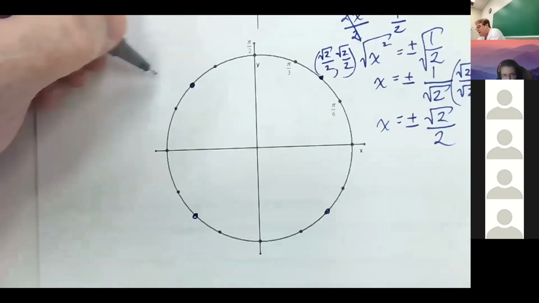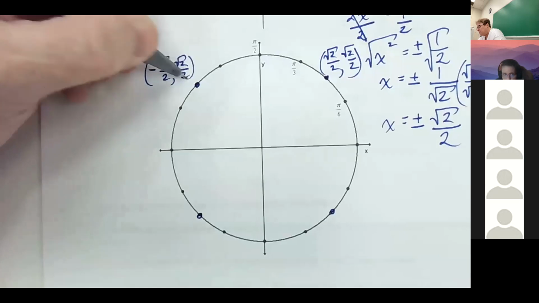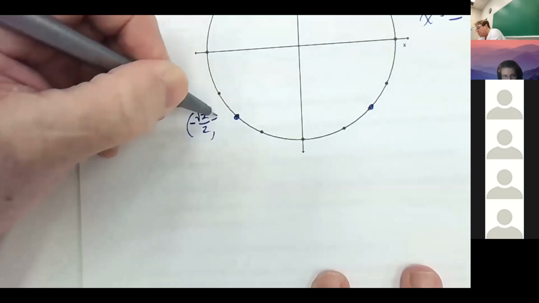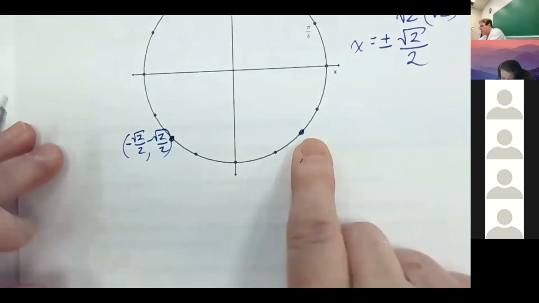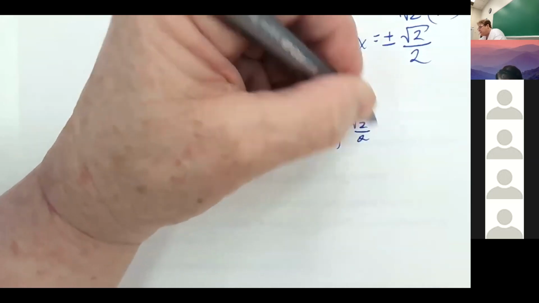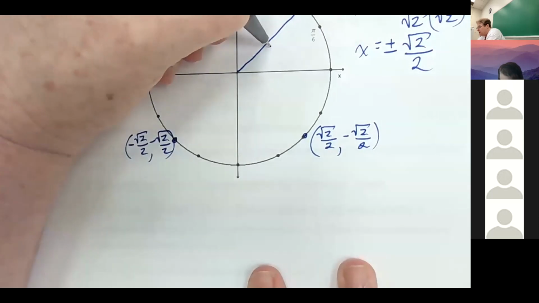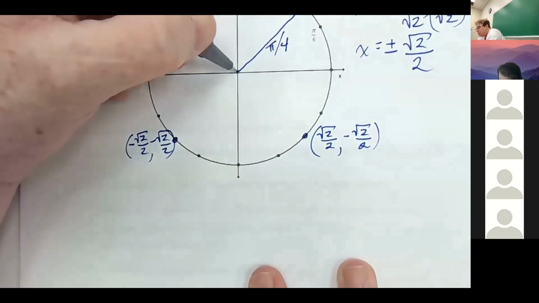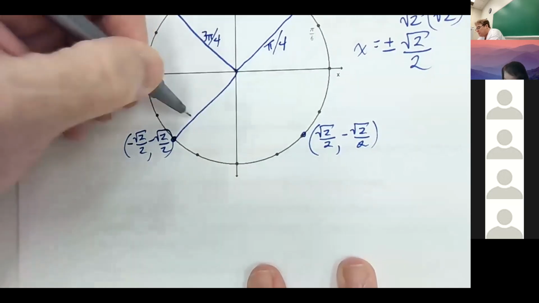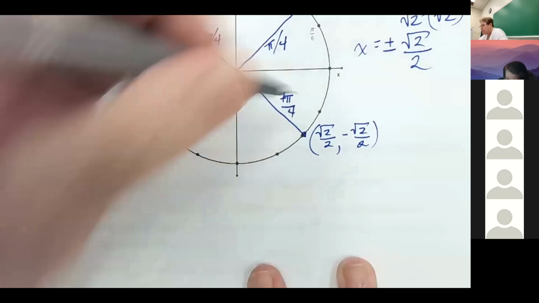In the second quadrant, x is negative. In the third quadrant, they're both negative. In the fourth quadrant, x is positive. So we know the point that corresponds to pi over 4, 3 pi over 4, 5 pi over 4, and 7 pi over 4.